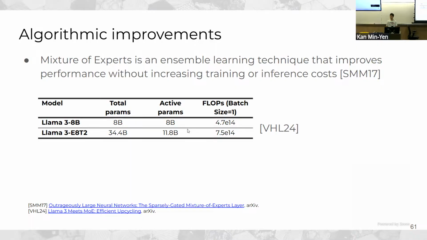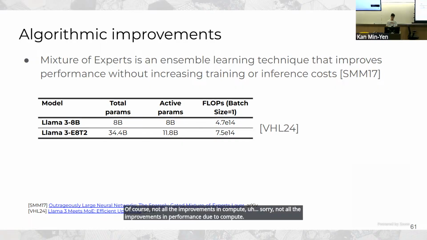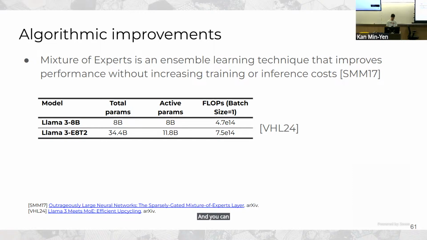Of course, not all the improvements in performance are due to compute. For example, mixture of experts and ensemble learning are techniques that improve performance without increasing training or inference costs. And we can see here that Llama 3 8x2, which is the version with a mixture of experts, the amount of FLOPs does not increase by much despite the large increase in total parameters.